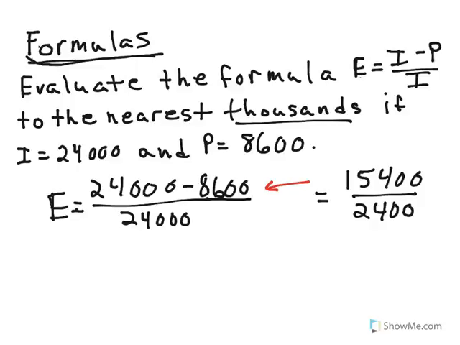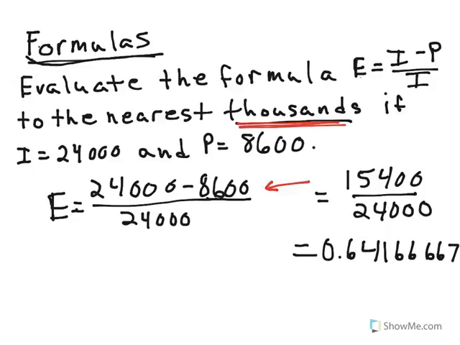Now we divide 15,400 by 24,000. And that gives us 0.6416667. We need to round to the nearest thousandths. Right here is the thousandths place. We look at the number just past it. If that is a 5 or larger, we change that 1 to a 2. If it's a 4 or smaller, we leave it as a 1, drop the rest of the digits. And since it is a 6, we will round to 0.642.